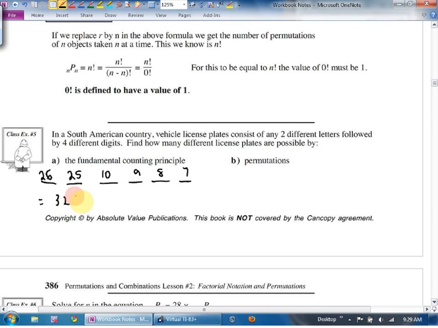Now, I could also get there by permutations, by 2 separate permutations. How many letters are there in the alphabet? 26. How many am I permutating? 2 of them. Times. How many digits are there? 10. How many am I permutating? 4 at a time. I think if you do that, try this, you'll also get 3,276,000.